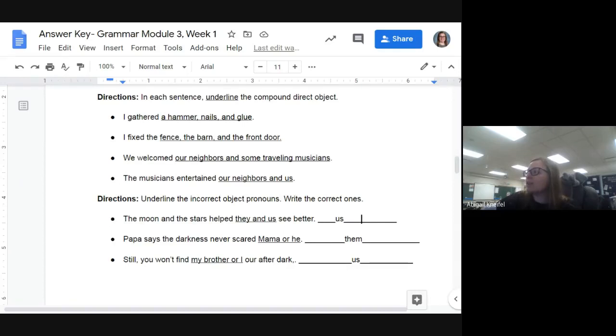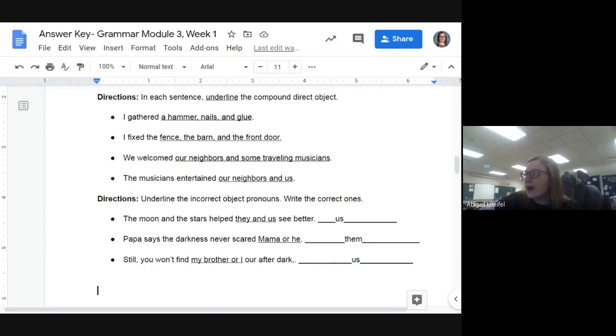Papa says the darkness never scared Mama or he. Yeah, that doesn't make any sense. Mama or he needs to be underlined, and I replaced it with them. Papa says the darkness never scared them. And then the last one, still, you won't find my brother or I out after dark. Okay, well, there's more than one, so I put, still, you won't find us out after dark. But I found my pronouns, I underlined them, and I replaced them with something that made sense. Are there any questions with these seven questions?